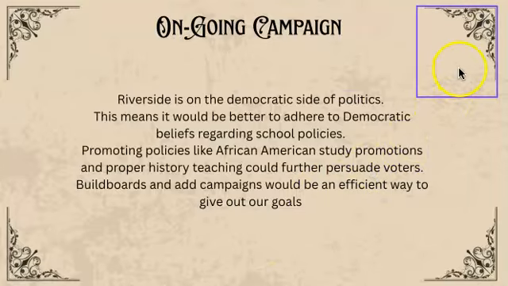So, to start how we will begin our ongoing campaign and get voters, it would be to adhere to the demographic of the city, which is a blue city. So it would be more Democratic policies and beliefs when it comes to the school system. The curriculum and how it should be run, things like African American history is something that is commonly preached among Democrats, and also ensuring that more histories are taught because that is a big deal within the political spectrum of the Democratic belief system.